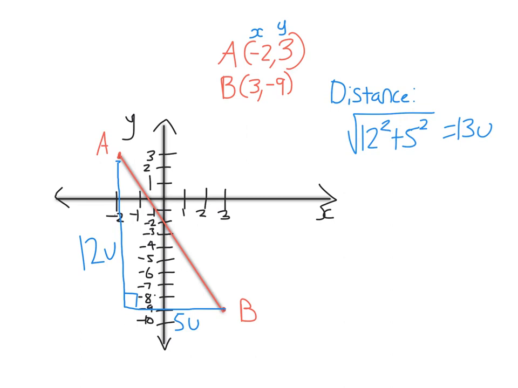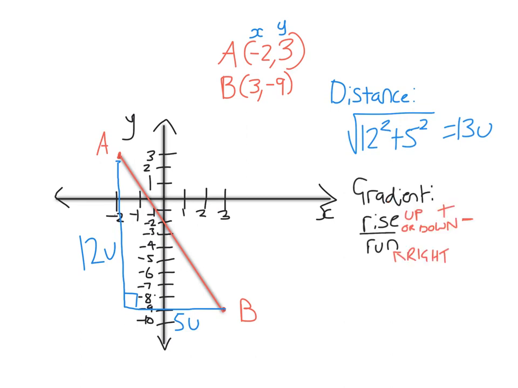So next, let's find the gradient. The gradient is a number that indicates how steep the line is. The higher the number, the higher the gradient, the more steep the line is, which means the more vertical it is. The gradient is the rise over the run. So you need to find the gradient between 2 points A and B. What we're saying is, to get from A to B, how far do we go up or down? How far do we go right?